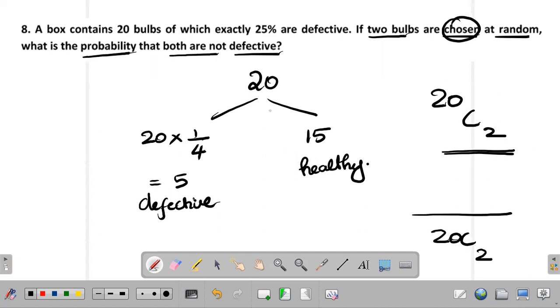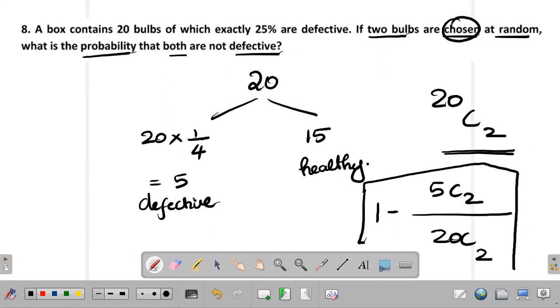For answering this question, first I will find the probability that both are defective. So can you tell me what is the probability that both are defective? That will be 5C2 divided by 20C2. Now the question comes, what is the probability that both are not defective? So what should be my answer? 1 minus 5C2 by 20C2. This is going to be my final answer.